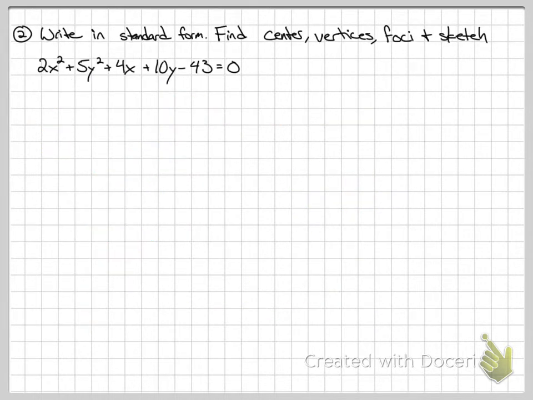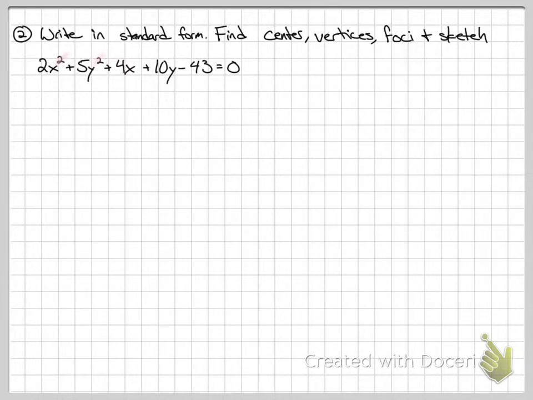Okay, copy down number 2. Pause the video whenever you need to. Basically the same directions, but I want to practice figuring out what type of a conic this is ahead of time. I see x squared. I see y squared. So it's not a parabola because there are two things squared.